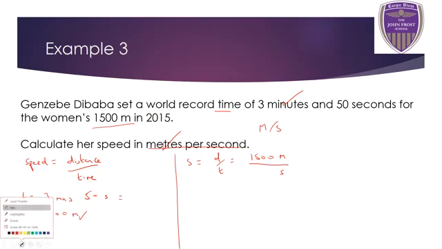All right, and we should know, shouldn't we? Remember that 1 minute is 60 seconds. So from minutes to seconds, I'm multiplying by 60. So if I do 3 times 60, you get 180. And I have to add on.